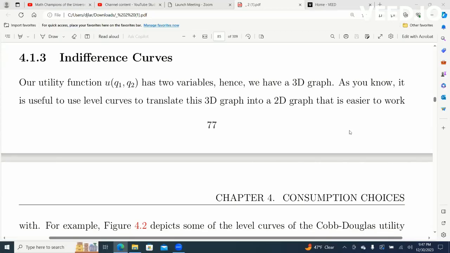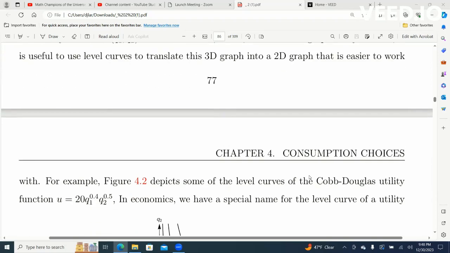Okay, so now indifference curves, continuing from the previous video. Our utility function u of quantity 1, quantity 2 is two variables, hence we have a 3D graph. As you know, it is useful to use level curves. What is this? If we're looking at a map, it is contour lines. A level curve, a contour line, is just a line such that every point is the same height up off of the page, to translate this 3D graph into a 2D graph that is easier to work with.